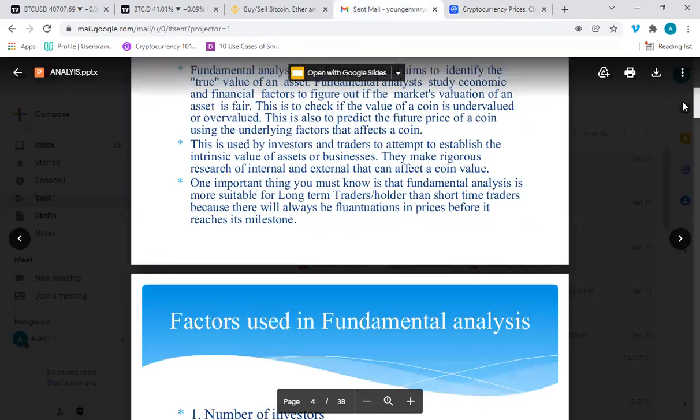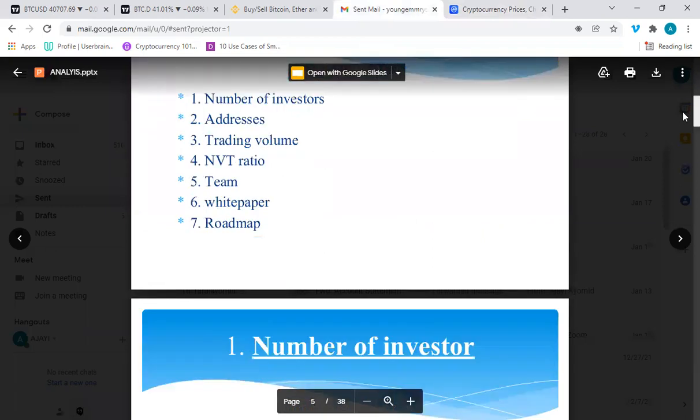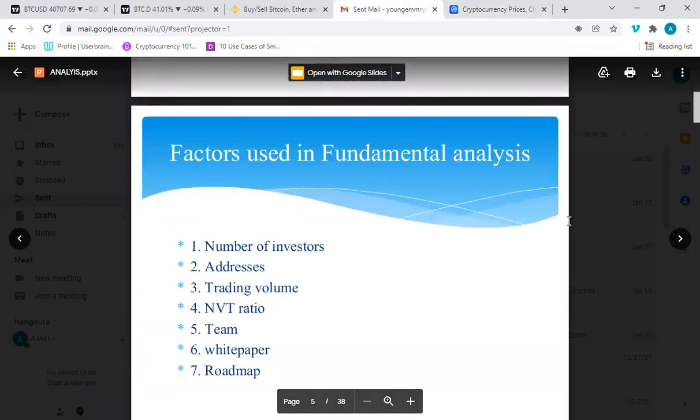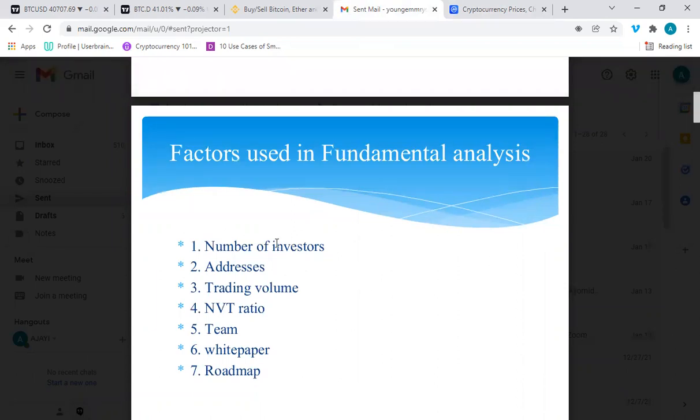The factors used in fundamental analysis. That's what are the factors you check to know that yes, this is a very good coin, or this is a very bad coin. Number one is the number of investors. We have the addresses. We have the trading volume. We have the NVT ratio, that is the network value ratio. We have the team, that is those that are behind the creation of the coin. Anybody can be behind the creation of a coin. Even you as a student, if you know programmers or developers, or marketers, you can actually create your own coin, right? The white paper talks about how the crypto works, and the roadmap. Don't worry, we will get there.